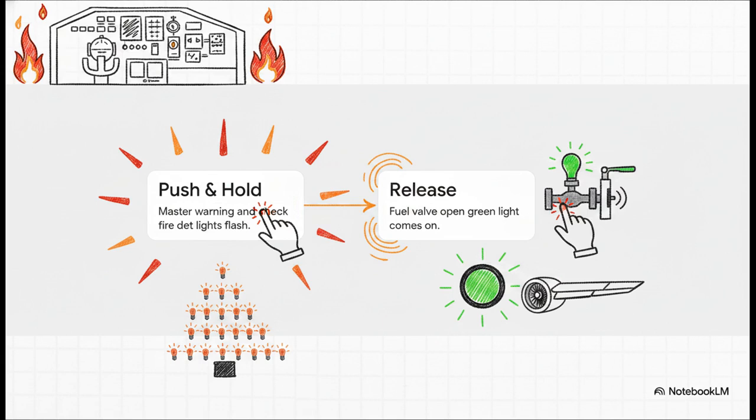Next, picture releasing that button, and the green fuel valve open light illuminates. Releasing verifies the circuit completes. Your memory aid here: release to green. Letting go gives you the green light that the system is armed and ready.